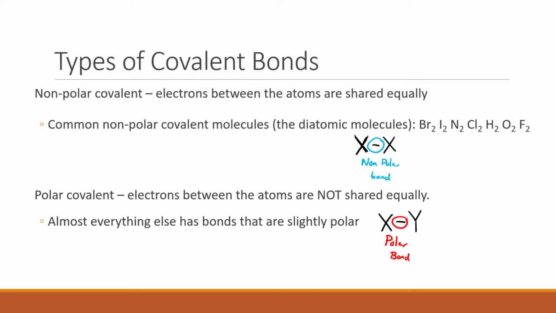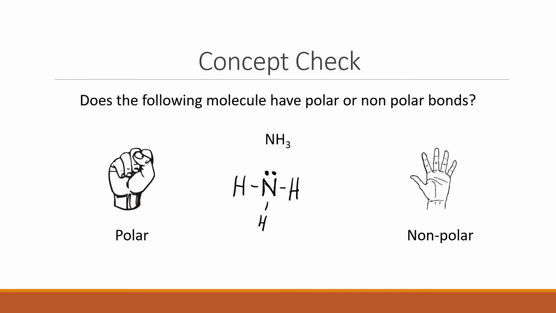Let's look at some examples here. Let's take a peek at some different molecules and see if they have polar or nonpolar bonds. In this molecule, in this ammonia molecule, are the bonds polar or are they nonpolar?